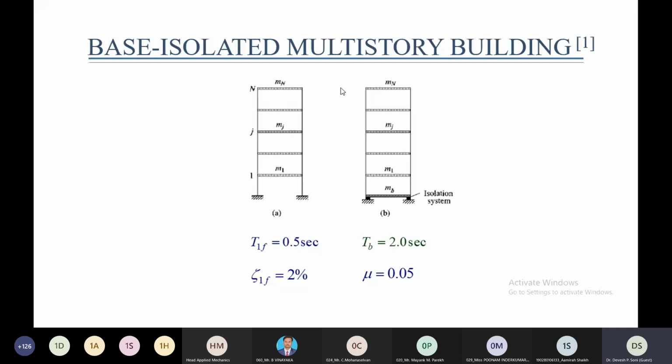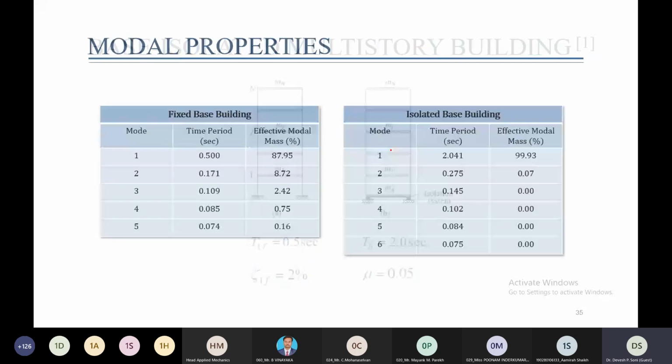Now, base isolation of multi-storied building, we will quickly go through this. We have one multi-storied building, 5-storied building. The fixed base period is 0.5 second and the isolation period is 2 seconds, and 2% superstructure damping is assumed. Both of the systems are same. One is fixed base and the other is base isolated. And these are the eigenvalues.